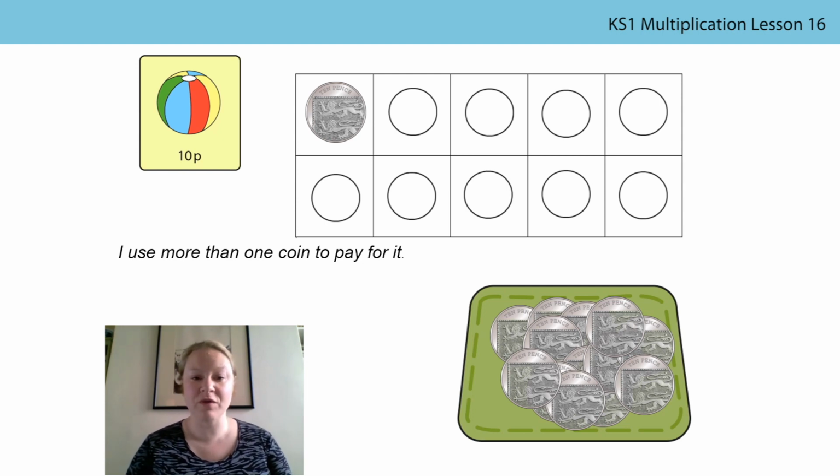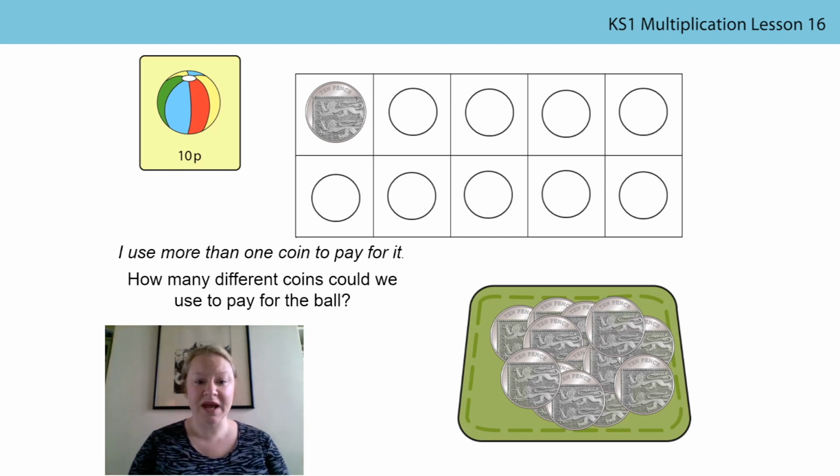So let's go over what we did use. It did work with 1p coins. It did work with 2p coins. And it did work with 5-pence coins. Okay, so we had 3. How many different coins could we use to pay for the ball? 1s, 2s, 5s. We could use 3 different coins.